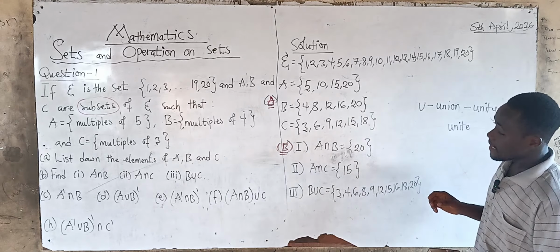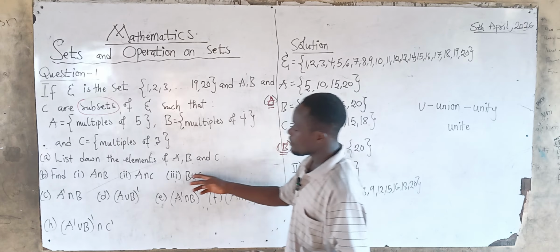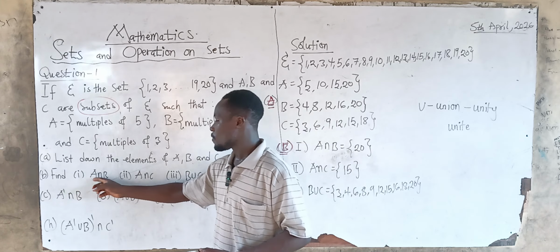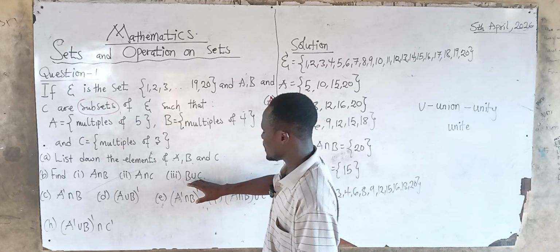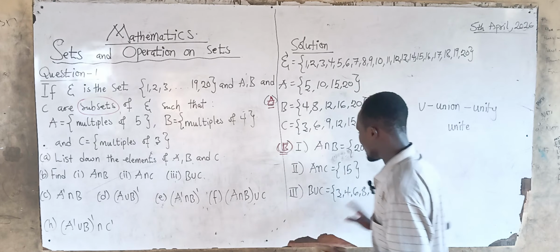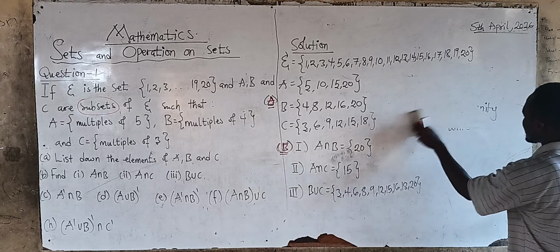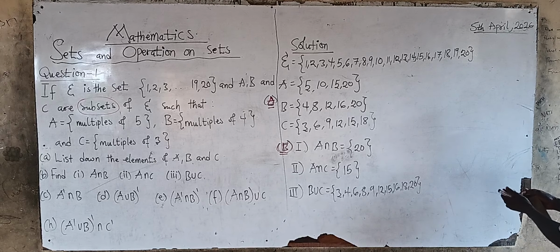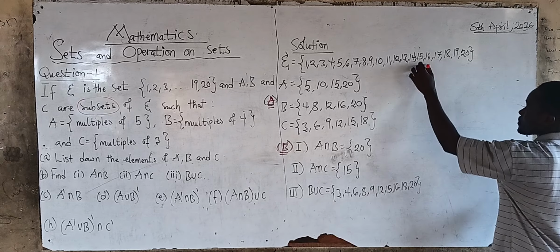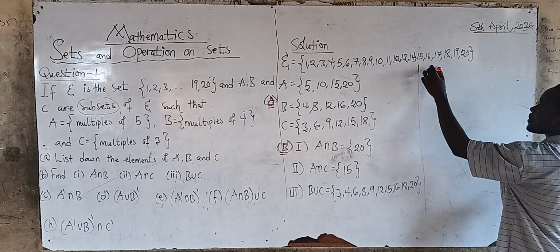All right. So quickly, let's dive in. We are through with the B part, which is asking us to find A intersection B, A intersection C, and then B union C. We are done with that. Now, quickly, let's come to the next section, which talks about finding for. So we are going to talk about the C.